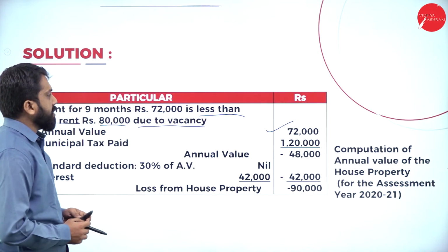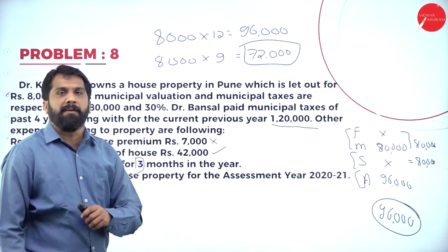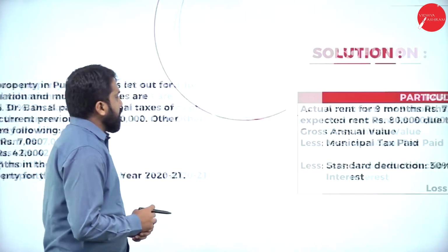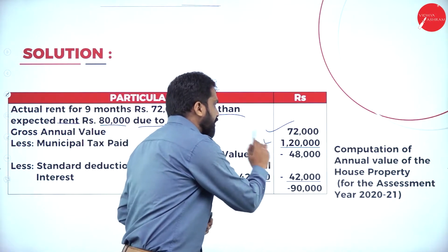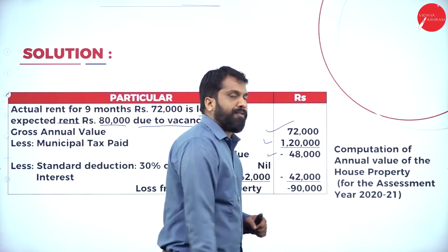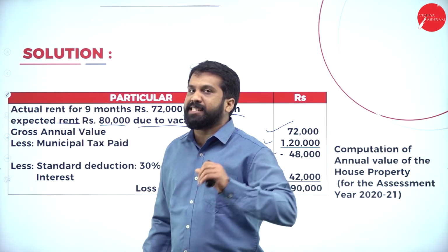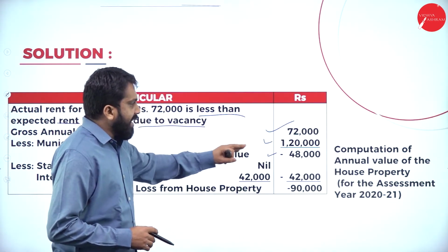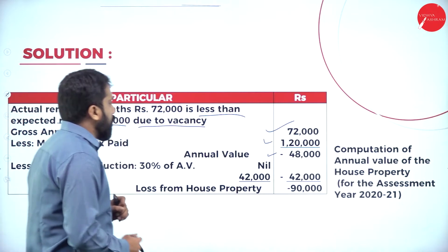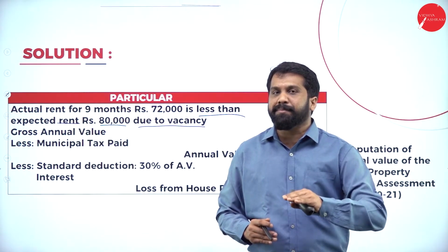Now, from 72, what is your municipal tax? You paid 1,20,000. Now, municipal tax, it is paid 1,20,000. Now, in this, what is your municipal tax? 1,20,000. 72,000 minus 1,20,000, you got minus 48. It is not your income. Your income is lesser than your expenditure. It is nothing but your expenses are over and above your income. Now, annual value, how much you got? 48,000. Your income or annual value is in minus figure.